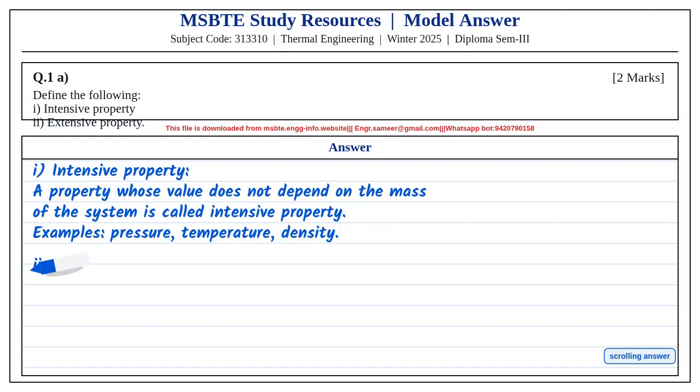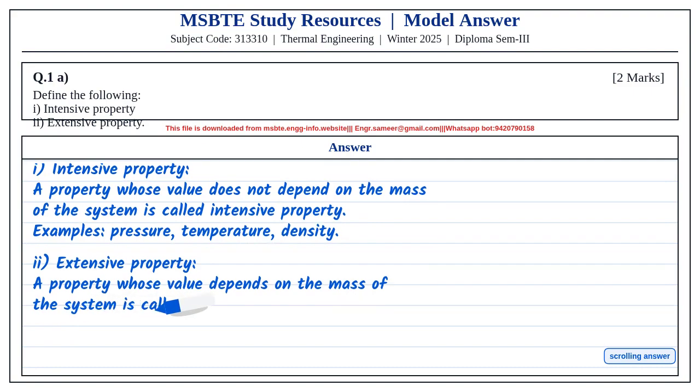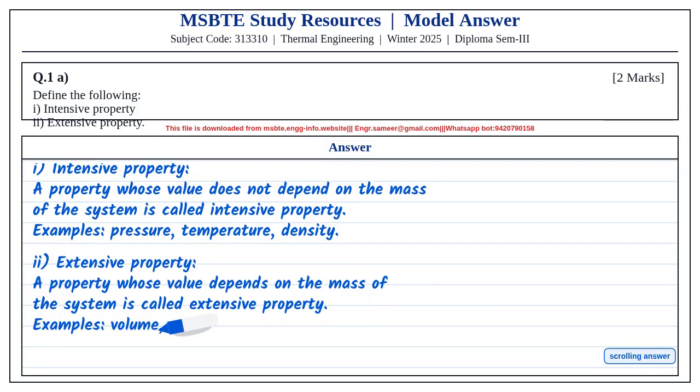Extensive property is a property whose value depends on the mass of the system. Examples are volume, internal energy, enthalpy, and entropy.